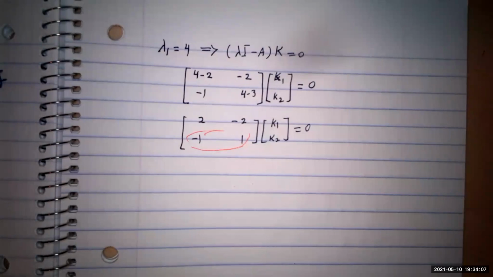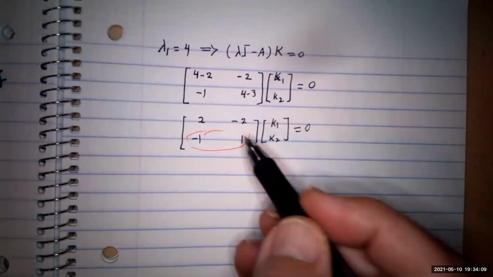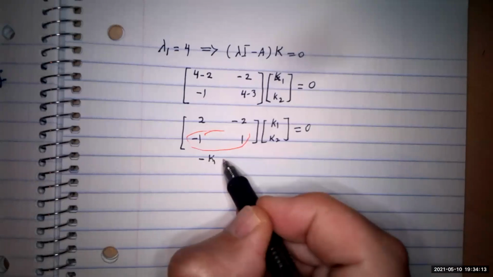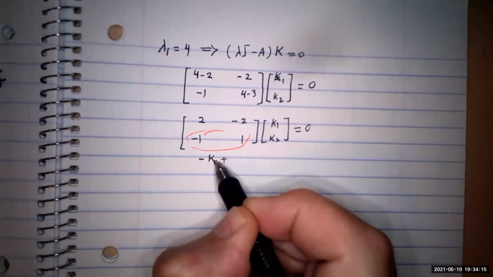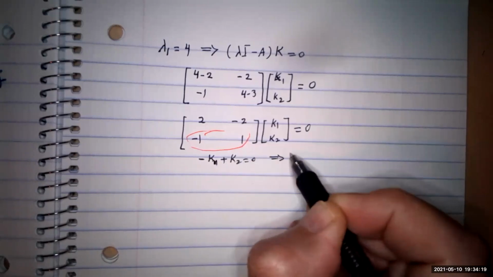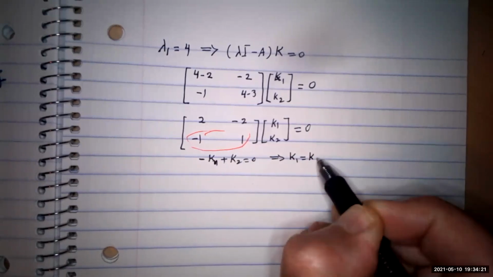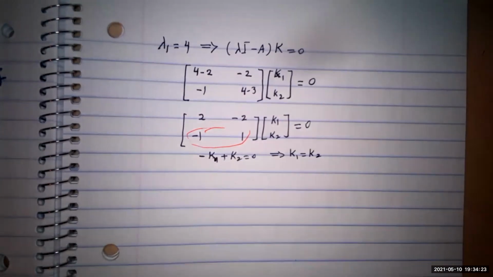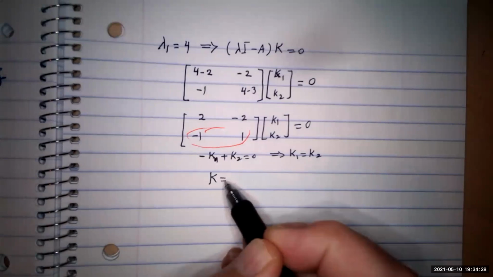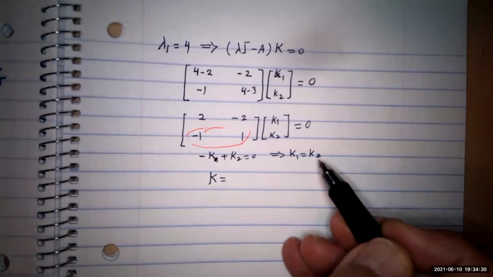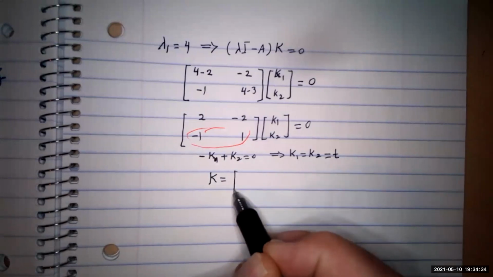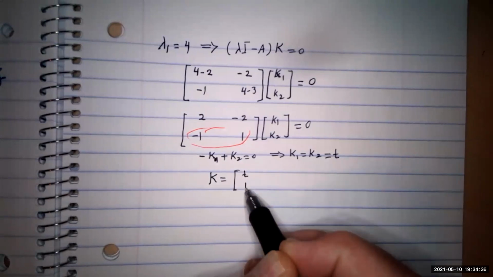So this gives me negative k1 plus negative k1 plus k2 equal to the 0. So the k1 and the k2 are the same. So I'm going to have the first vector, where k is going to be equal to t, both of them. So the first vector is going to be t, t.